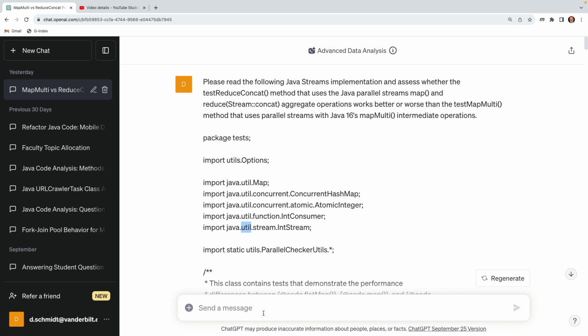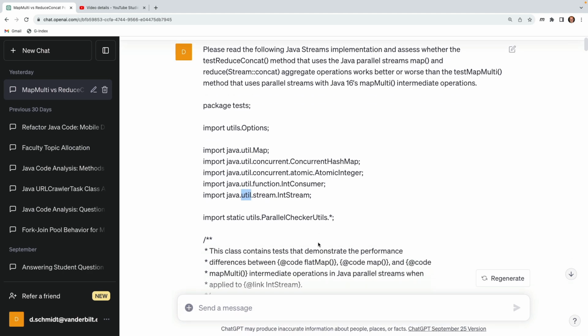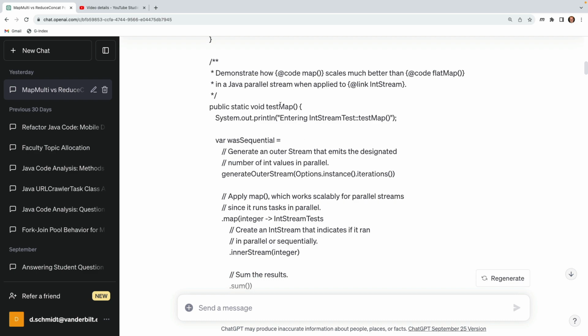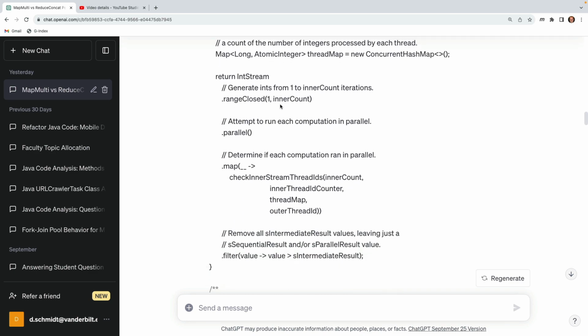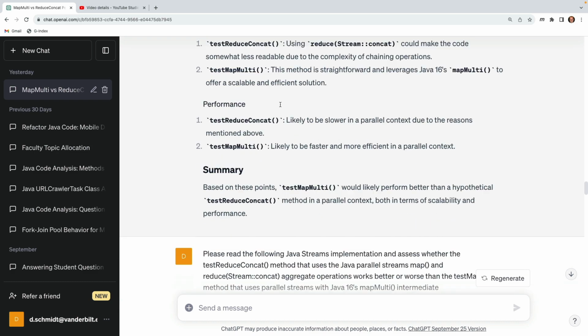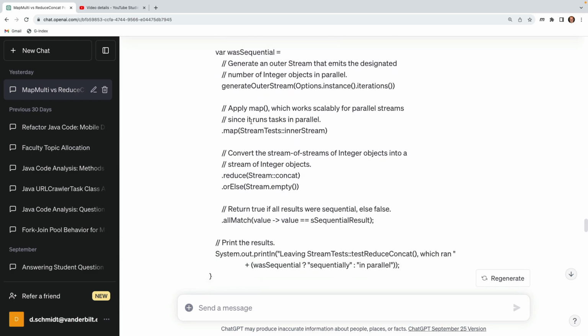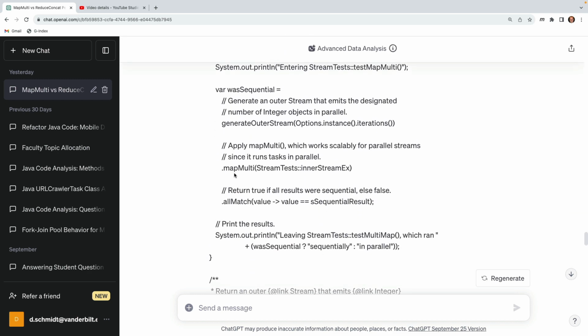And I've written some code that we had looked at a while back, and here's the code. This is basically code that demonstrates how to use mapMulti or map-reduce. There are a couple of different examples here. For example, here's the one where we're testing the reduce-concat technique. Notice we generate a parallel outer stream, and then we use map followed by reduce with stream-concat. That's one way to do things. And then we also had another approach where we used mapMulti.